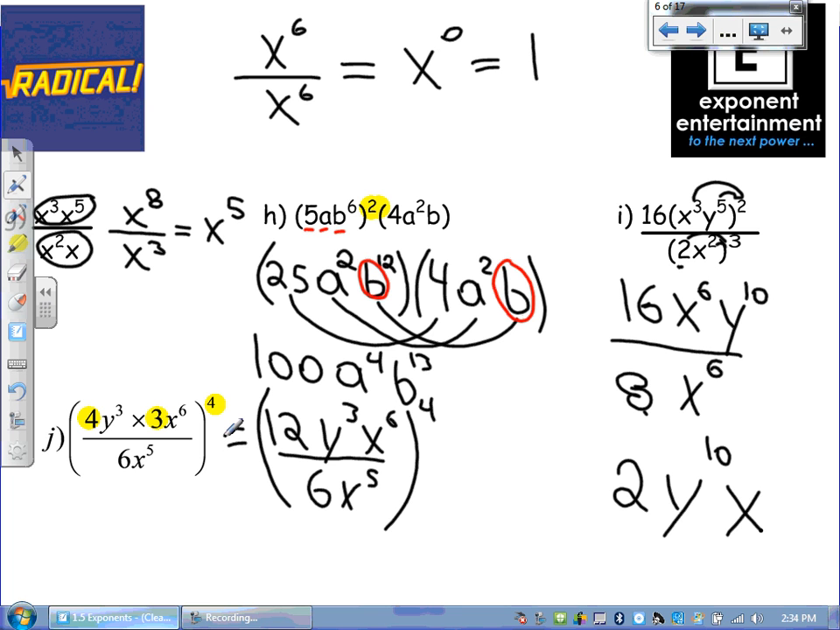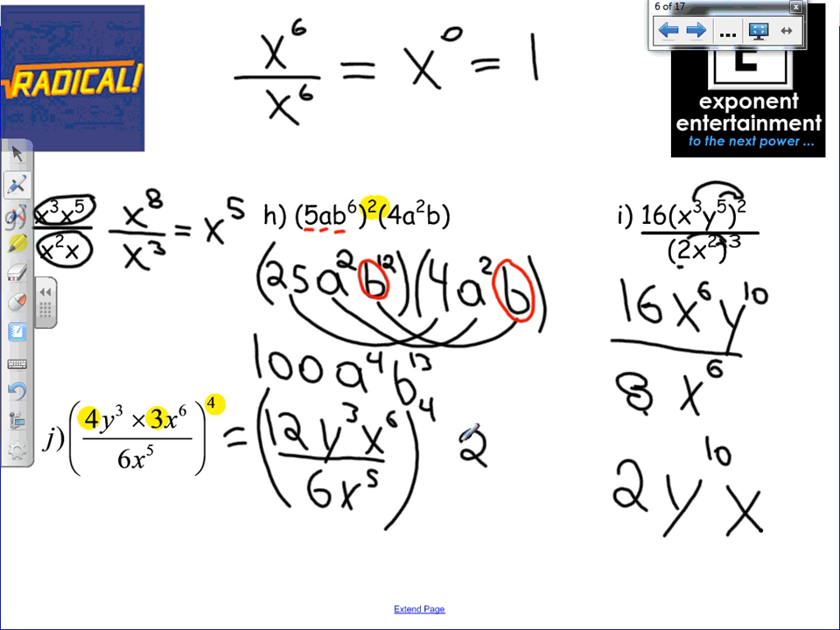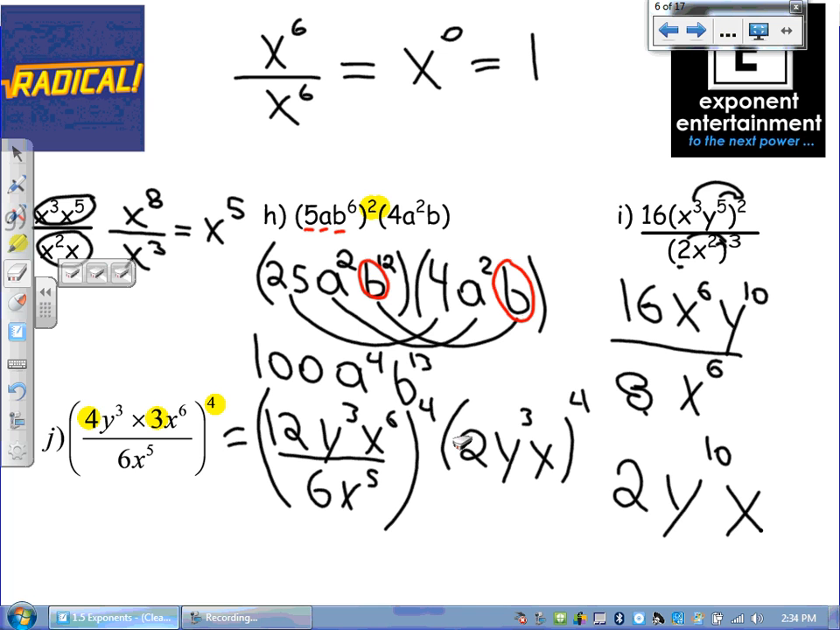The y's you're going to leave alone, so y to the power of 3. Now what's your x to the 6 going to become? x to the power 6 divided by x to the power 5 leaves just 1 x, 6 minus 5. And the 4 is still here, so we have to deal with all of that before we can bring the 4 in. It would change your answer, because bringing that 4 in makes a bigger difference.